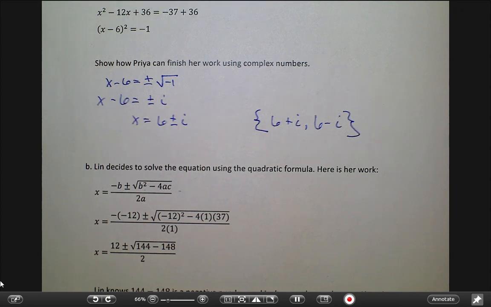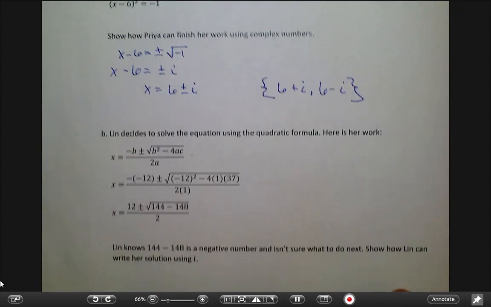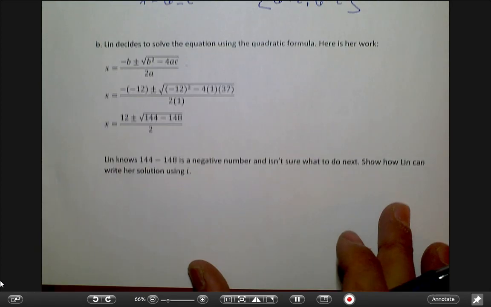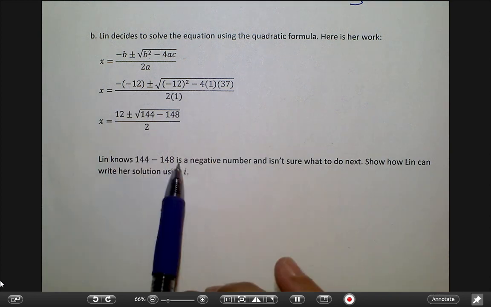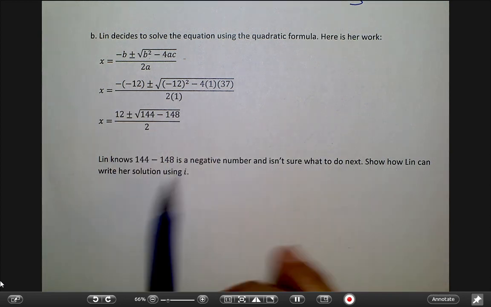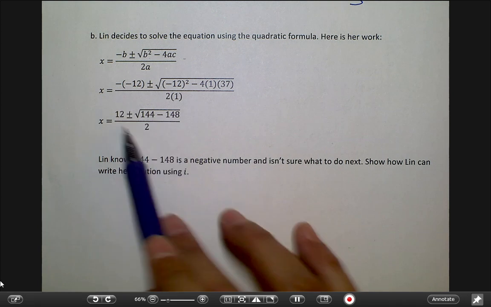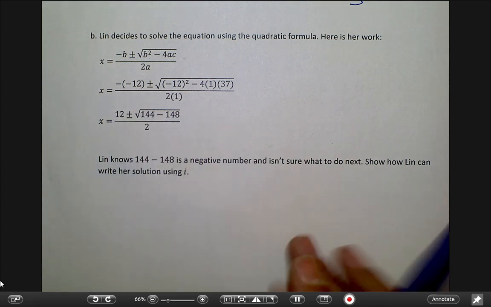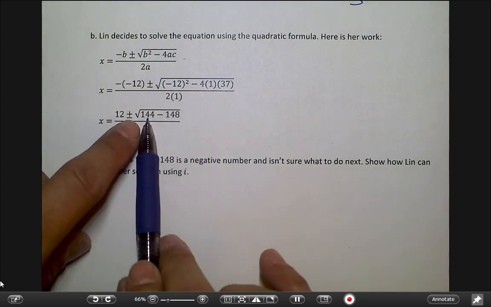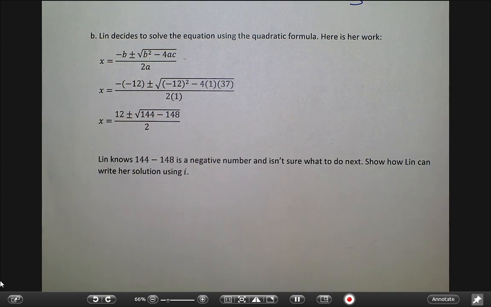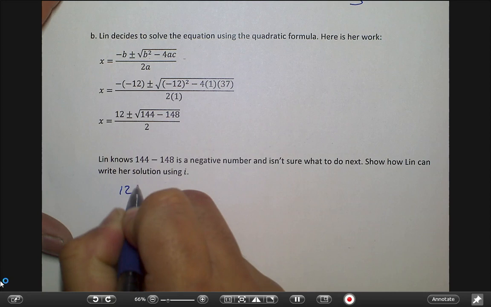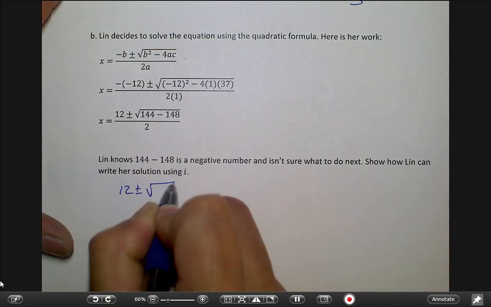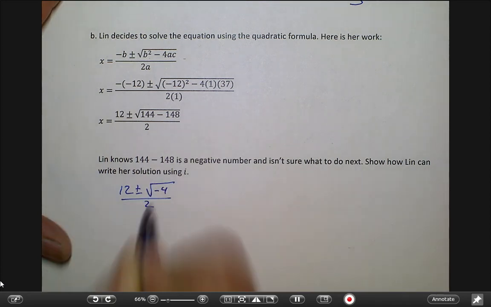And the next one says Eric decides to solve the equation using the quadratic formula. Here's Eric's work. So Eric knows that this is a negative number, isn't sure what to do next. Solve it. So now we're going to take this right here and continue the problem from here. So what do I get right here? So 144 minus 148. -4. So I'm going to have 12 plus or minus the square root of -4 over 2.